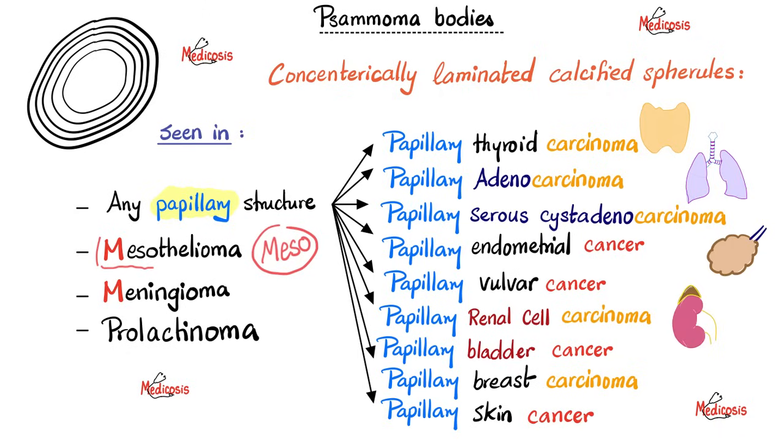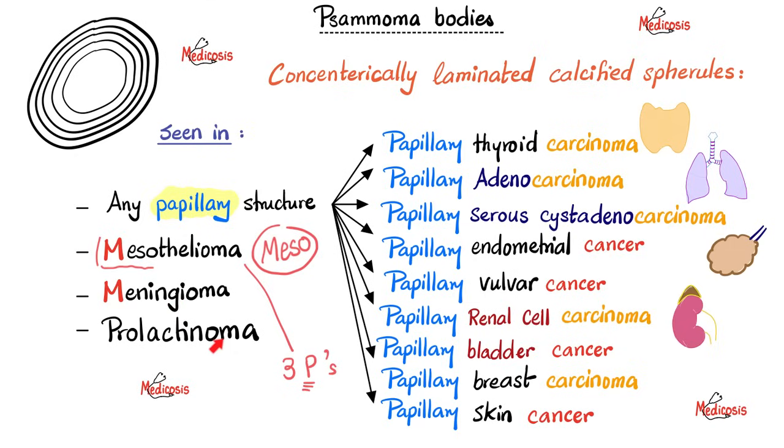Where do you find mesothelium in the human body? In the famous 3 Ps. What are the 3 Ps? The pleura, the pericardium, and the peritoneum. These 3 cavities can suffer from a tumor known as mesothelioma, which is nasty, really nasty. Say hi to asbestosis. Meningioma can also have psammoma bodies. This is a tumor in the meninges, which cover the brain and the spinal cord.